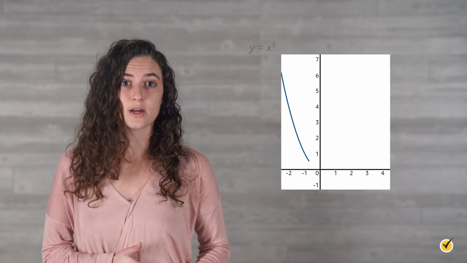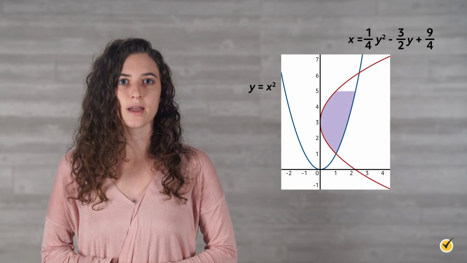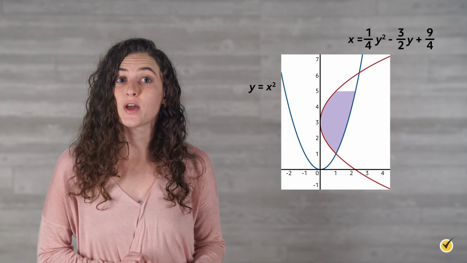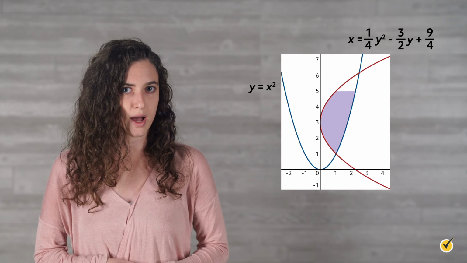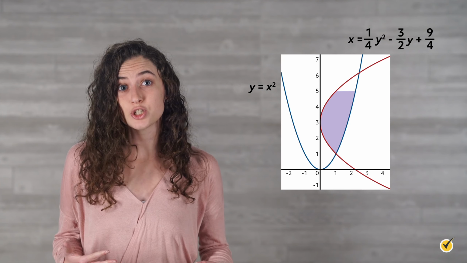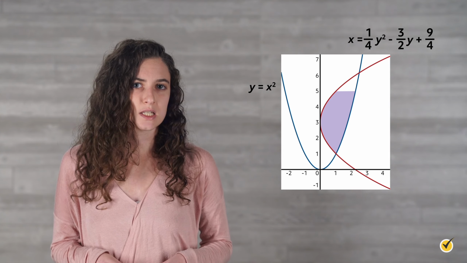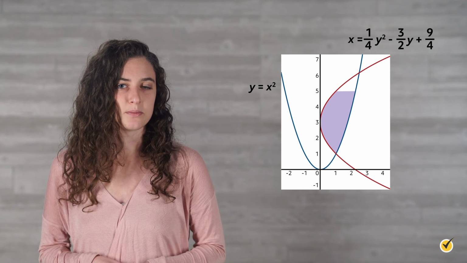Let's try one more problem, this time a full example of integrating with respect to y. Find the area of the shaded region beneath the curves y equals x squared and x equals 1/4 y squared minus 3/2 y plus 9/4. Notice again that one of the curves fails the vertical line test, confirming that we must integrate with respect to y. Also notice that the shaded region stops at the height y equals 5. We will need to reflect this cutoff in the bounds of the definite integrals by making 5 the upper bound.